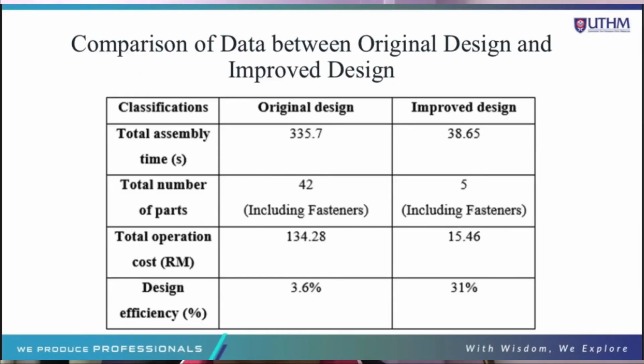So for the comparison of data between the original design and the improved design, for the original design, the total assembly time is 335.7 seconds, while the improved design is 38.65 seconds. The total number of parts for the original design is 42 parts, including fasteners, while the improved design is only 5, including fasteners. The total operation cost for the original design is 134.28 ringgit, while the improved design is only 15.46 ringgit. The design efficiency for the original design is 3.6%, while the improved design's efficiency is 31%. That's all from me. Thank you.